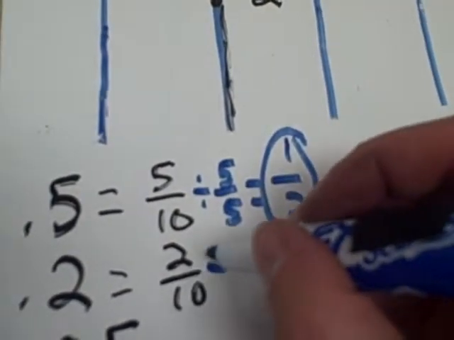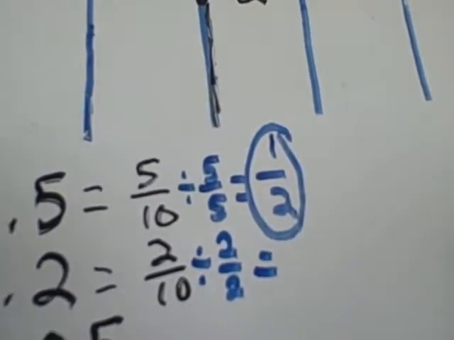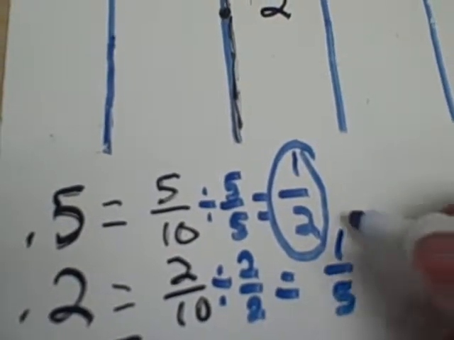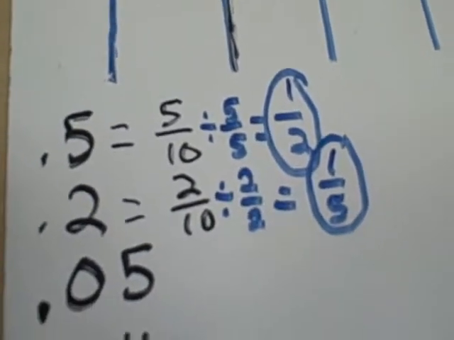I can divide my numerator and my denominator by 2. And 2 divided by 2 is 1. And 10 divided by 2 is 5. So my new fraction, which is equivalent to 0.2, is 1/5. 0.2 is 1/5 of a whole. Let's try the next one.